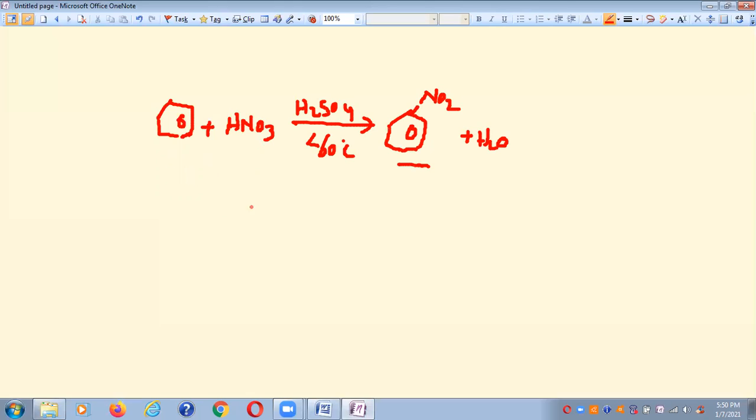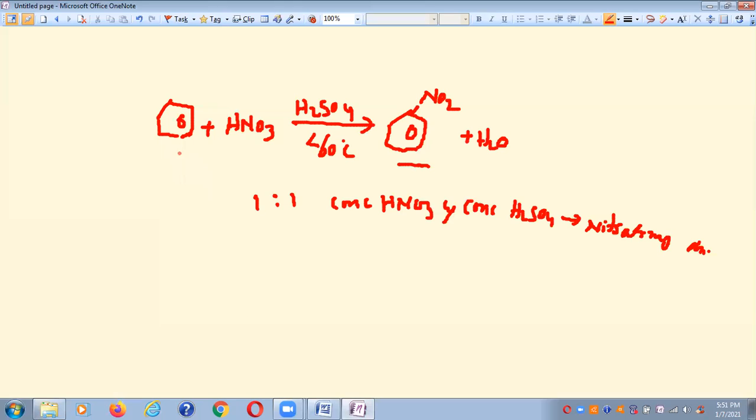Here this 1:1 proportion of concentrated HNO3 and concentrated sulfuric acid mixture is known as nitrating mixture. So here our reagent is the nitrating mixture. What is nitrating mixture? A 1:1 proportion of concentrated HNO3 and concentrated H2SO4. This is one of the preparative methods. We already learnt this in our first year also. Under types of reaction, which type of reaction is it? It is an electrophilic substitution type of reaction.